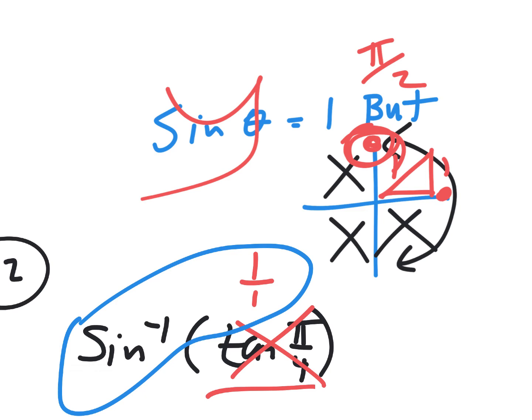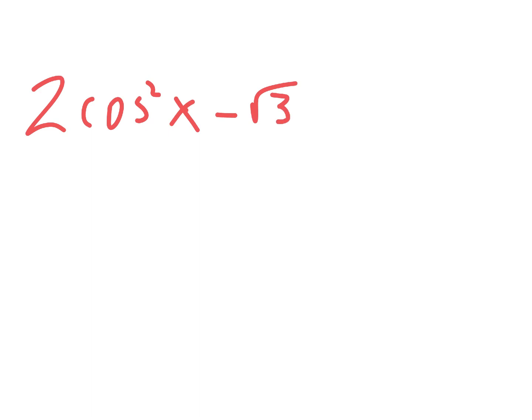Okay. Any other last questions? Yes. Number 5. Oh, 25. Everybody look at 25, please. Okay. It says 2 cosine squared of x minus root 3 cosine of x equals 0.